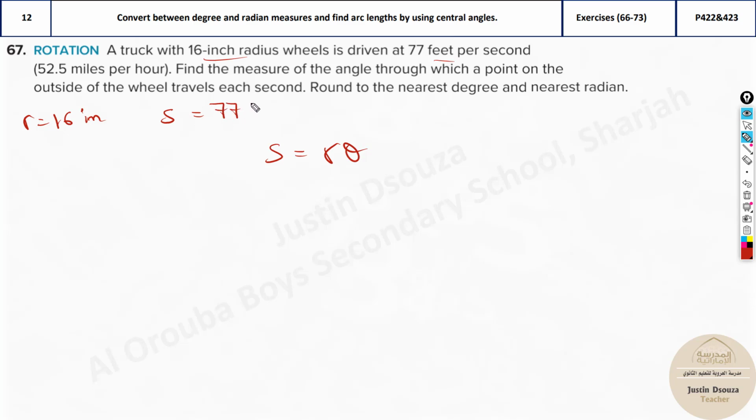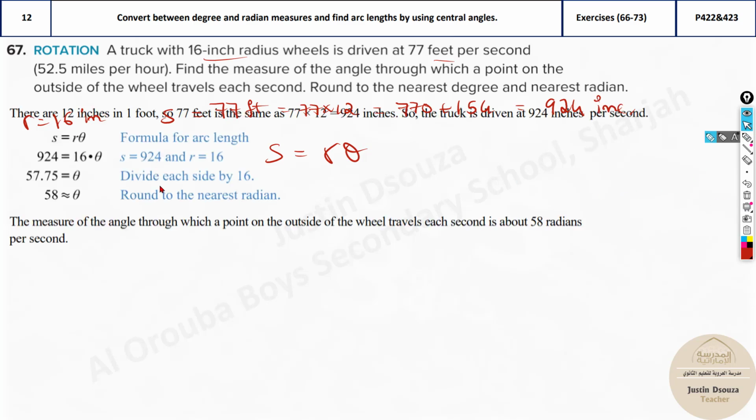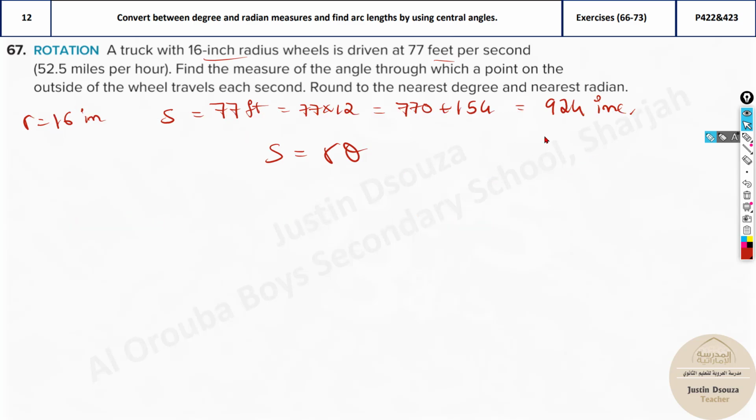It is 77 feet. So what you do is 77 multiplied by 12 gives you 770 plus 154, that is equal to 924 inches. This would be the answer. Let's just check quickly. It is 924, yes. So this is in inches. Instead of feet, we got inches. Now both the units, radius and the S value, that is the arc length, are in inches.